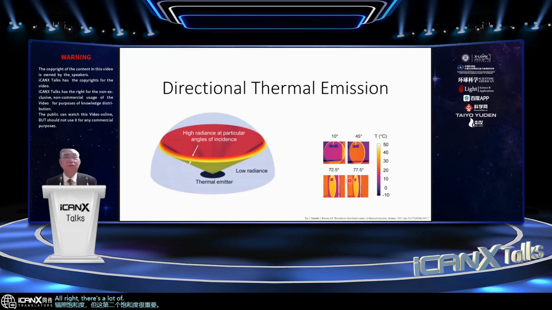All right, there's another way to get rid of or reduce thermal emission, which is directional thermal emission. What does that mean? You have to emit, right? But we can make a way to let you emit at a certain angle, and when you're at that angle, then you can see the emission. Aside from that angle, you don't have emission at all. Like here, at 10 degrees, 45 degrees, basically no emission. And when it gets to 72.5, 77.5, then you have emission.